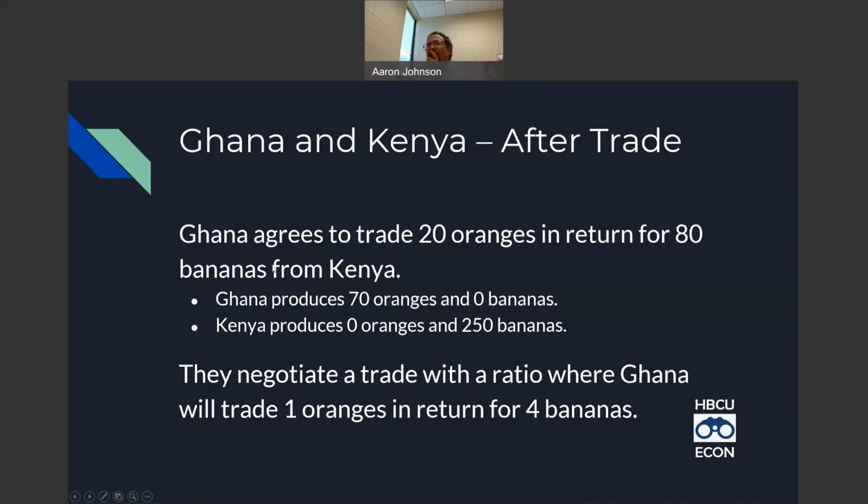In this case, we're going to specifically say that Ghana's going to trade 20 oranges in return for 80 bananas from Kenya. And remember where Ghana was before this trade. They produced 70 oranges and 0 bananas. And Kenya produced 0 oranges and 250 bananas. See how the production changes when this trade occurs. I also want you to note that this ratio of 20 to 80 does match this range of 1 orange in return for 4 bananas.